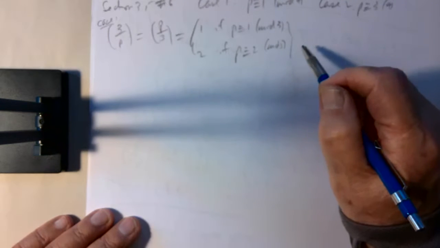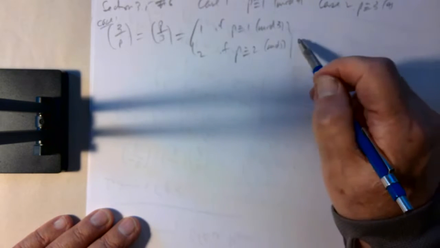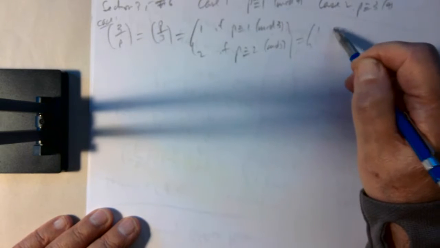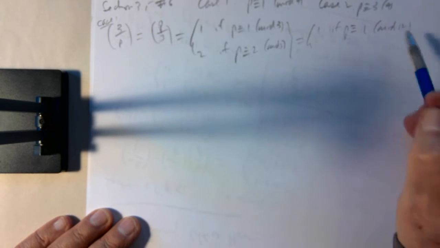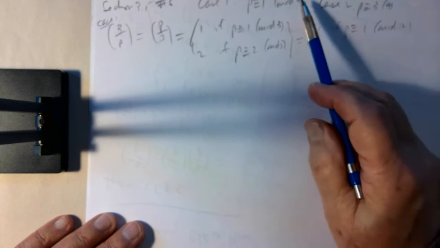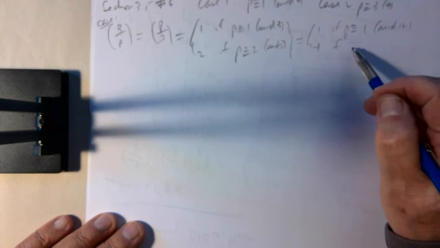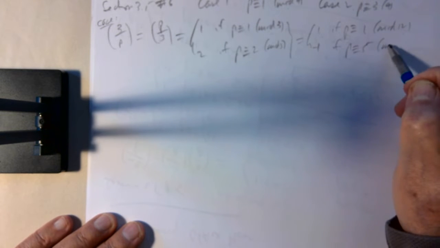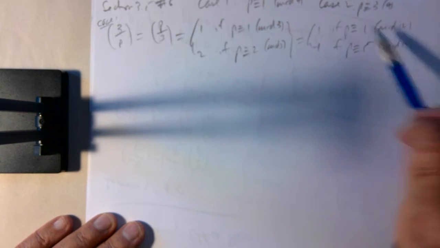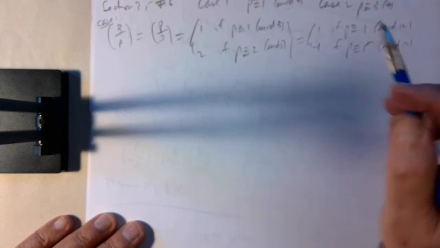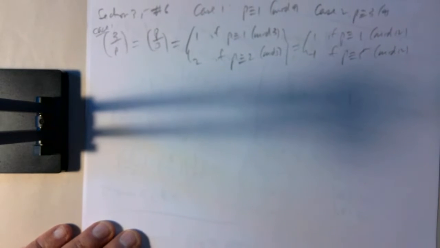And another way of saying this is that if P is congruent to 1 mod 4 and P is congruent to 1 mod 3, this is 1 if P is congruent to 1 mod 12, because if you're congruent to 1 mod 12, you're 1 mod 4 and 1 mod 3, and it's minus 1 if P is congruent to 5 mod 12. Because if you're 5 mod 12, you're 5 mod 4 or 1 mod 4, and you're also 2 mod 3. So that's in this first case.